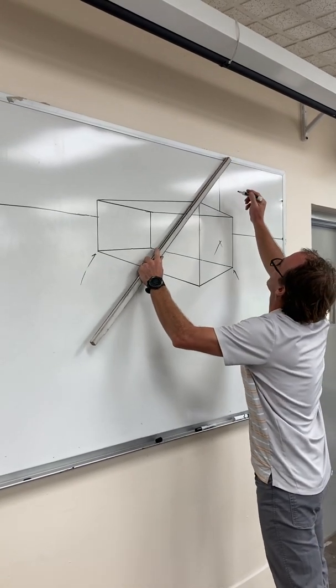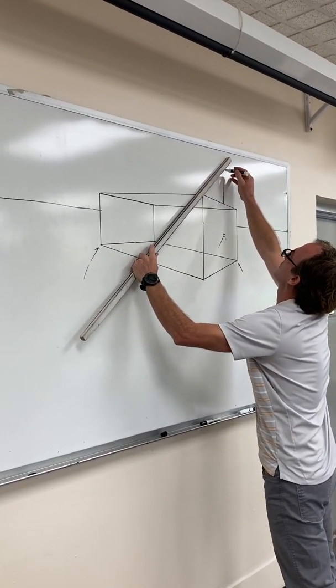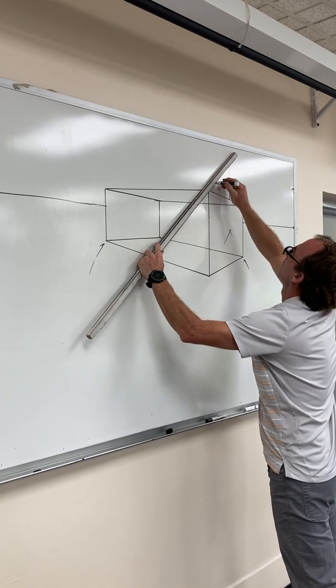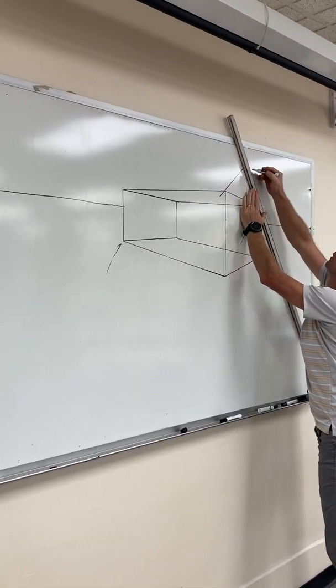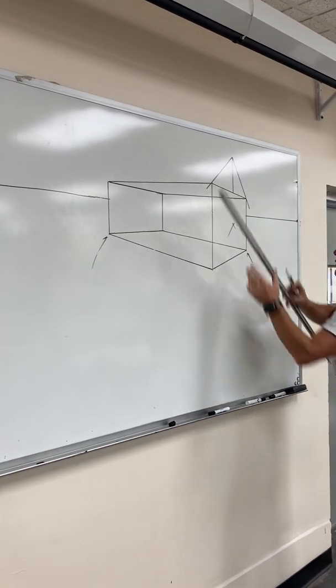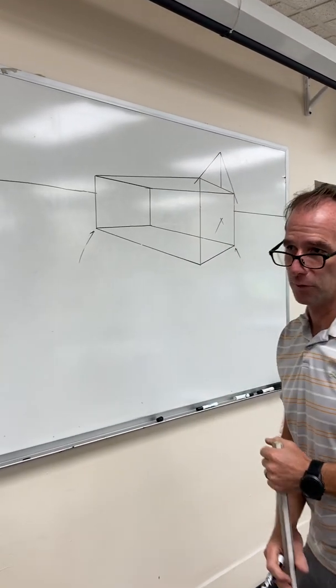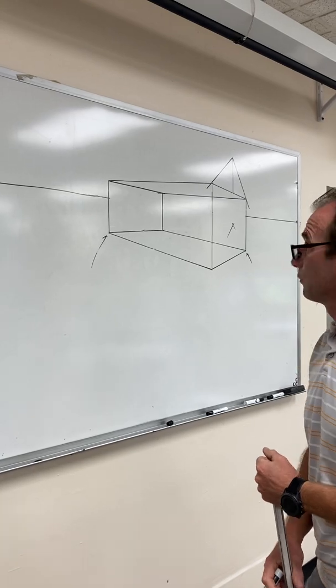These are two of the lines that I said are diagonal, that are not lines of convergence. So I'm just going to run them down like that. Like so. Those two will indicate the pitch of my roof.